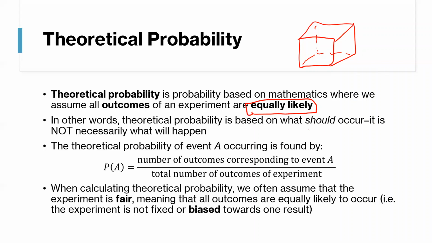So again, the biggest thing that I can say here, and you might want to underline that word, is that it's based on what should happen. That's the key word, should. Doesn't mean it actually will happen, but based on what should happen. So how do you find a theoretical probability? This is actually quite easy.